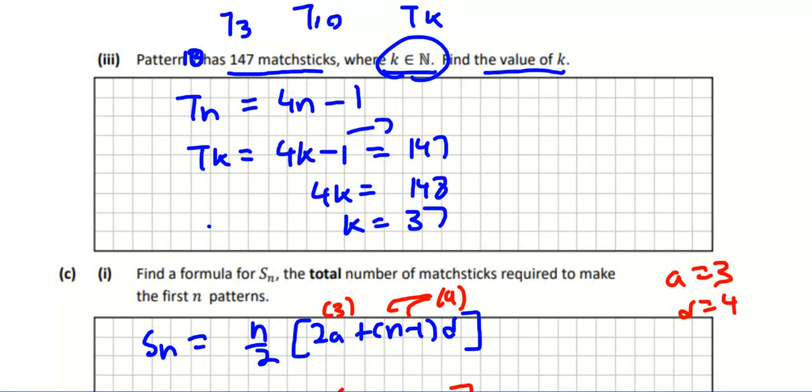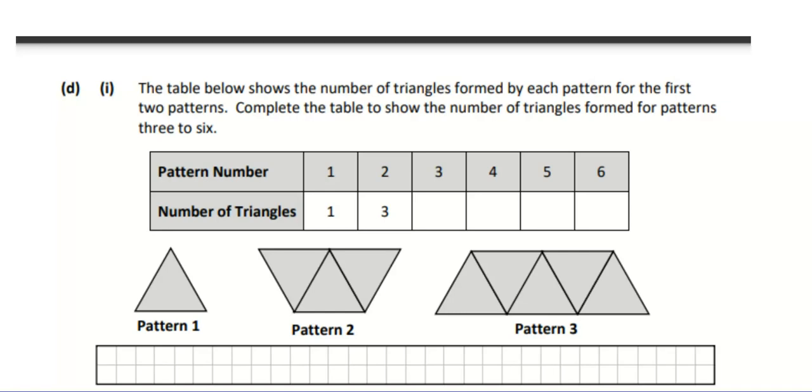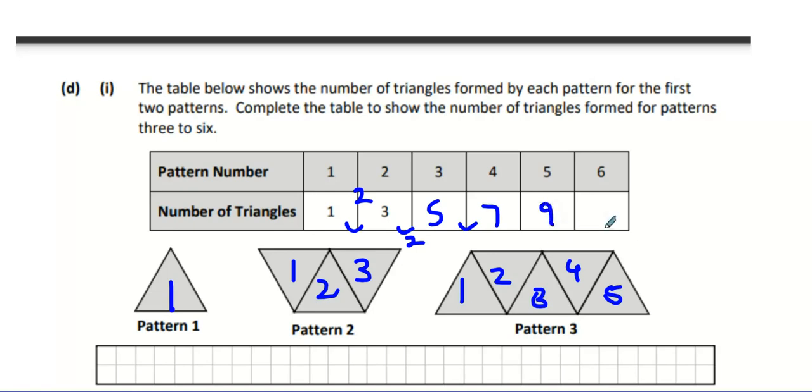Now, we're still not done. Beautiful question. The table below shows the number of triangles formed by each pattern in the first two patterns. So what is it? That's one triangle, that's three triangles, and this is 5 triangles. So it seems to be an arithmetic sequence. So I reckon that will go up to 7, 9 and 11. Yeah, that's basically what I did there.